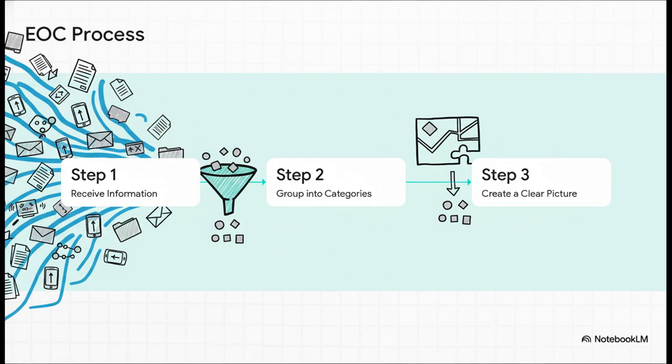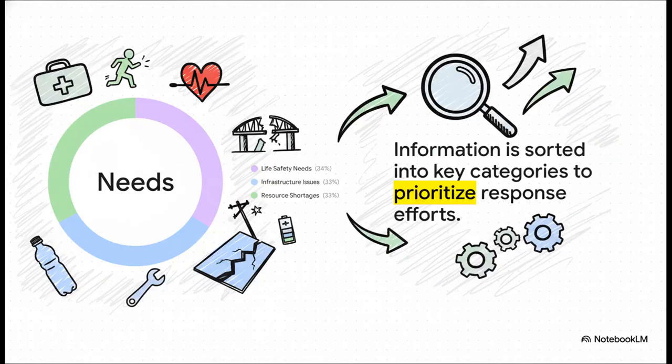And their process? It's actually pretty simple, but it's super powerful. First, they take in all the information. Then, they start grouping it into categories. The whole goal here is to take what looks like total chaos, a flood of messages, and turn it into one single, clear picture of what's happening. And this is a great way to see how they do it. They're basically sorting everything into these big buckets, right? Things like immediate life safety needs, that's top priority. Then you have major infrastructure issues, and of course, critical resource shortages. By sorting it this way, they can finally see the big picture and start figuring out what's most important.